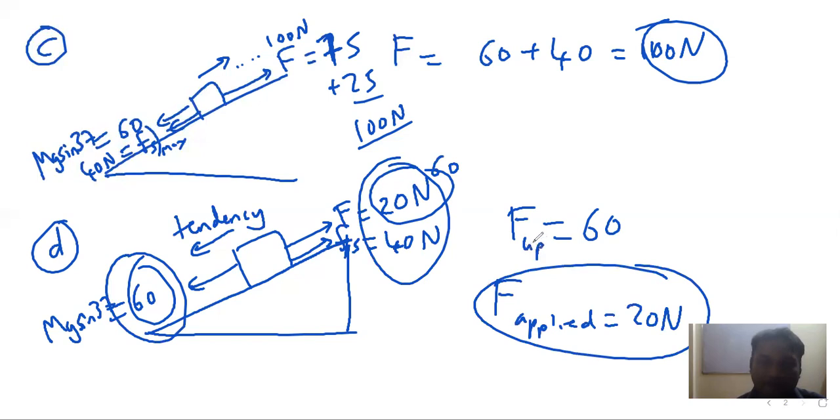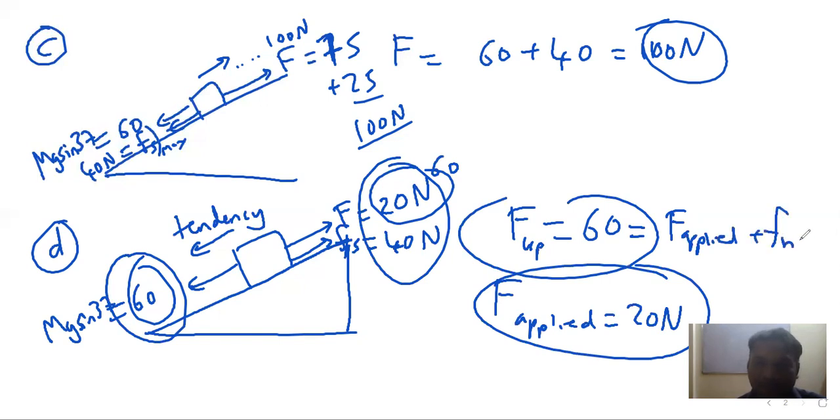Overall, the upward force will be 60 Newton, because this comprises the applied force and the friction force. So that is how we'll calculate this. So this is how we calculate question number 14. So let us now move on to the next question, question 15.